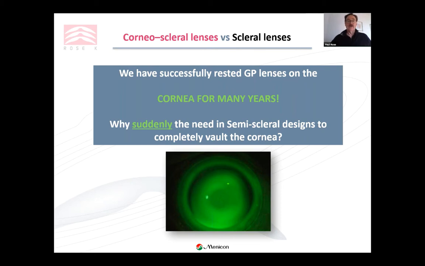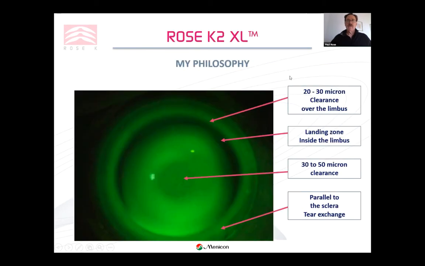We've done it with corneal lenses ever since we had contact lenses back in the 1940s. So here's my philosophy. You have 20 to 30 microns of clearance over the limbus. That can actually look like touch because you need at least 30 microns to get fluorescence. The landing zone is just inside the limbus. You can see it here. It's less than a millimeter wide.